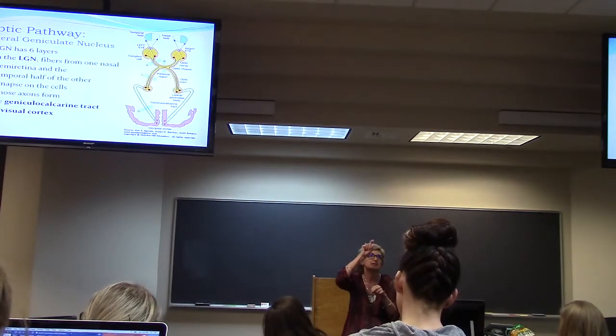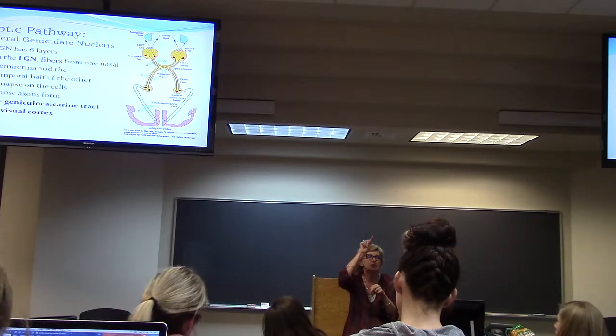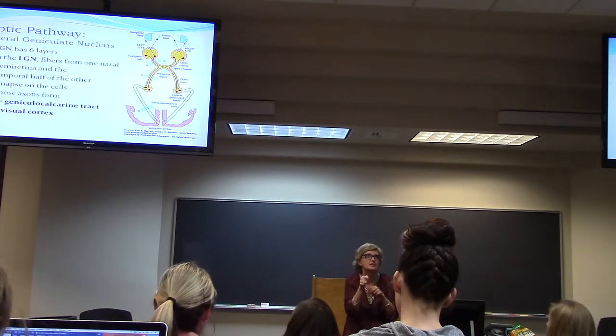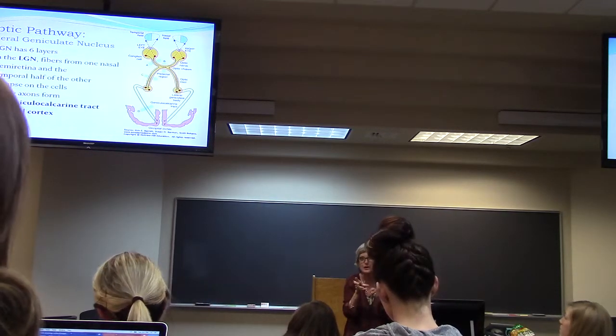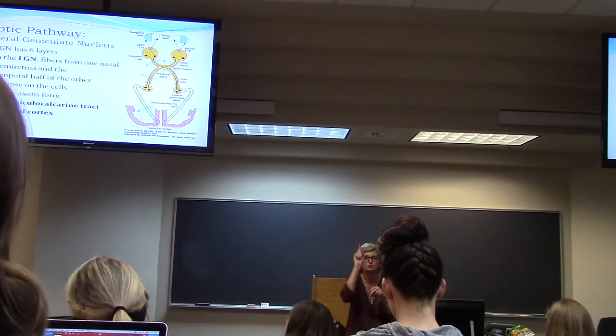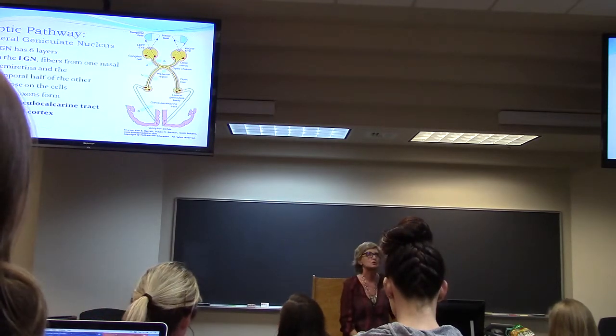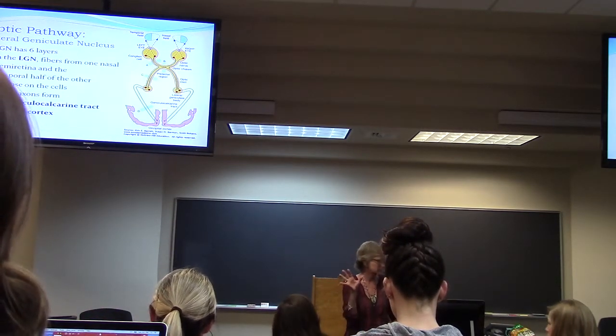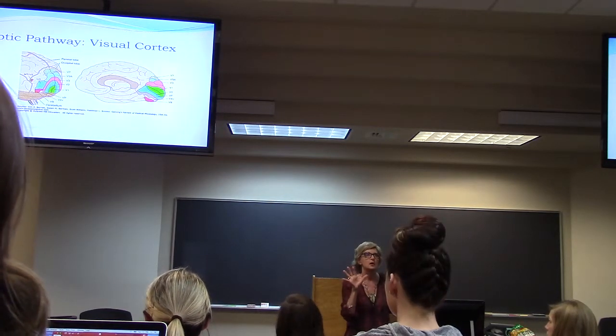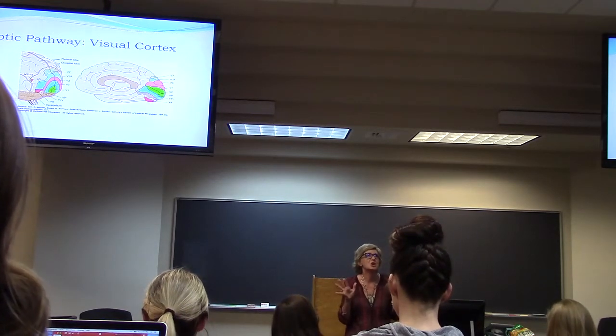So then, to actually get to the visual cortex from a lateral geniculate body, there is this geniculocalcarine tract. So I'm just kind of showing you further how you go from thalamus to visual cortex. But look at this. Okay, don't freak out.